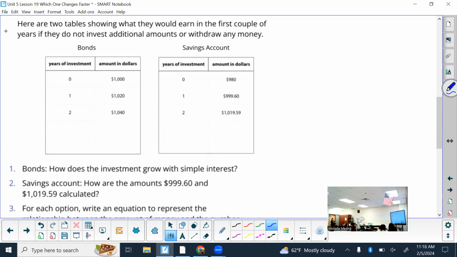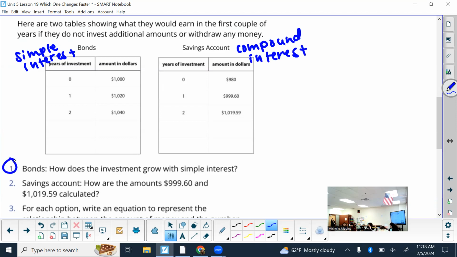Remember, the bond was the one with the simple interest. If you don't know what that means, that's okay. Just see how the pattern's changing and you might be able to figure it out. And the savings account is the compound interest, which is what we've been talking about for several days now. So be able to answer 1 and 2. I'll give you 3 minutes to start out.